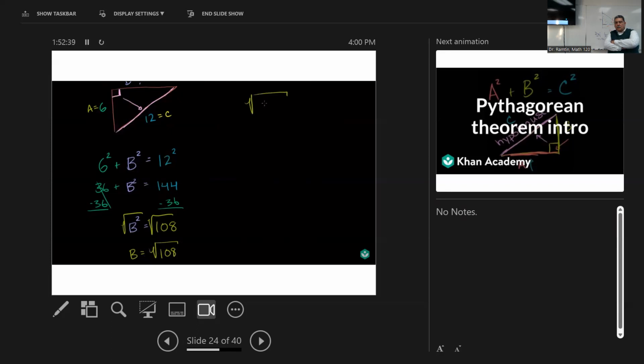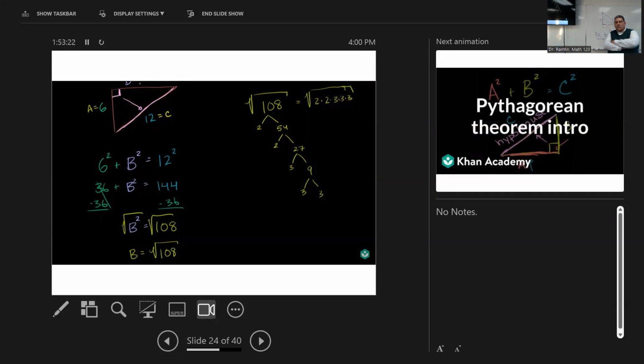The square root of 108. And what we could do is we could take the prime factorization of 108 and see how we can simplify this radical. So 108 is the same thing as 2 times 54, which is the same thing as 2 times 27, which is the same thing as 3 times 9. So we have the square root of 108 is the same thing as the square root of 2 times 2 times, actually, I'm not done. 9 can be factorized to 3 times 3. So it's 2 times 2 times 3 times 3 times 3.